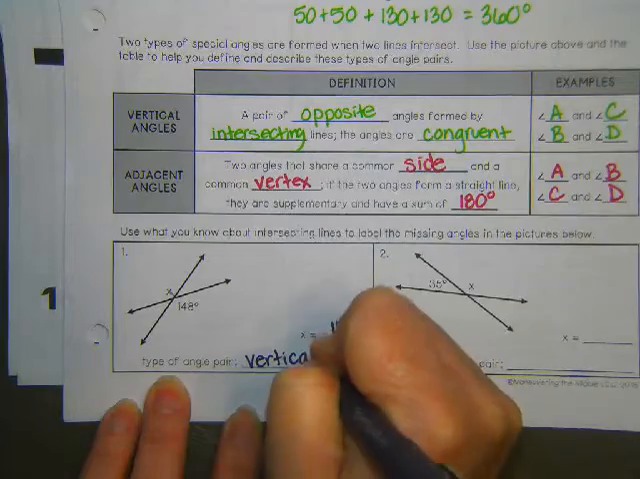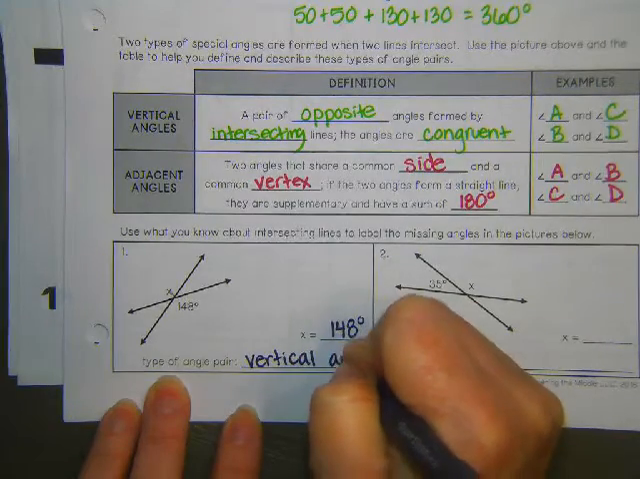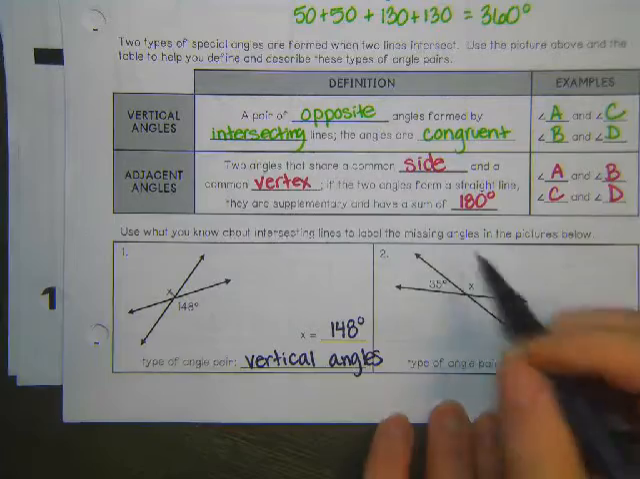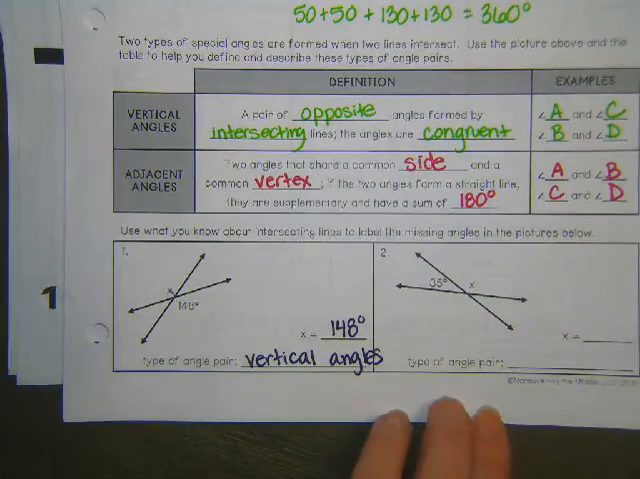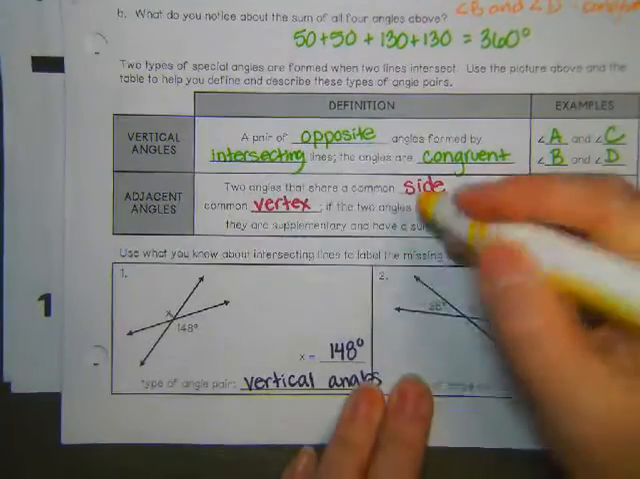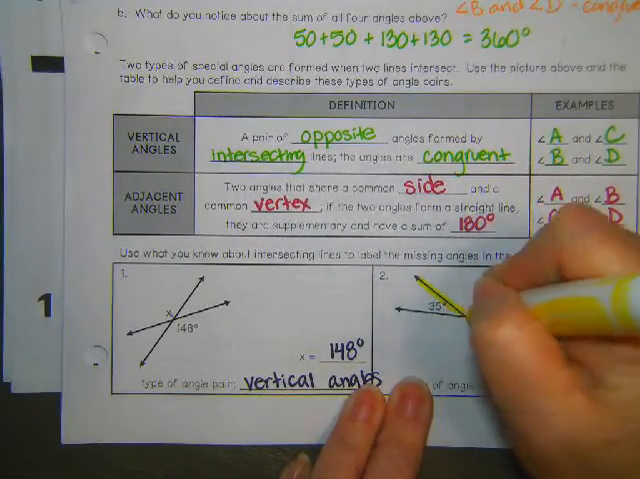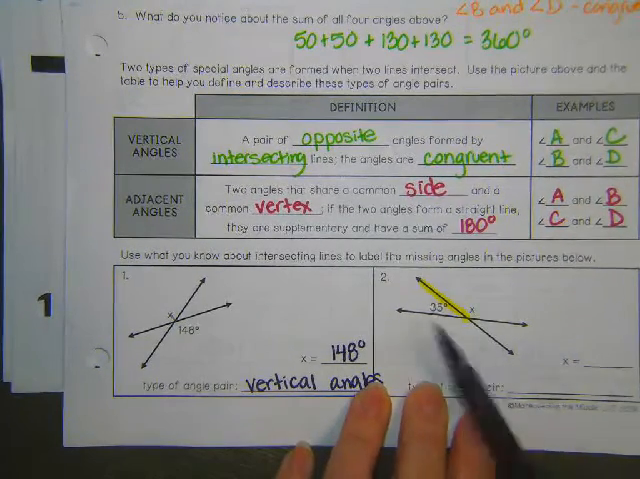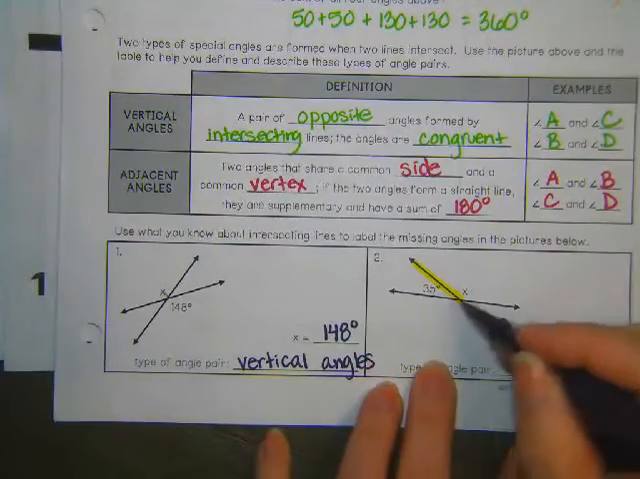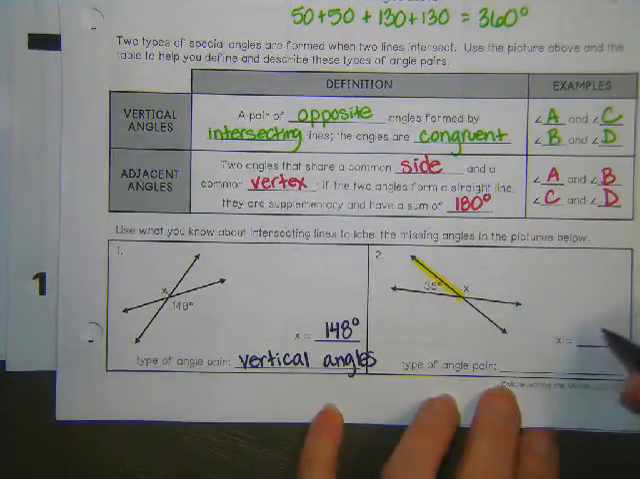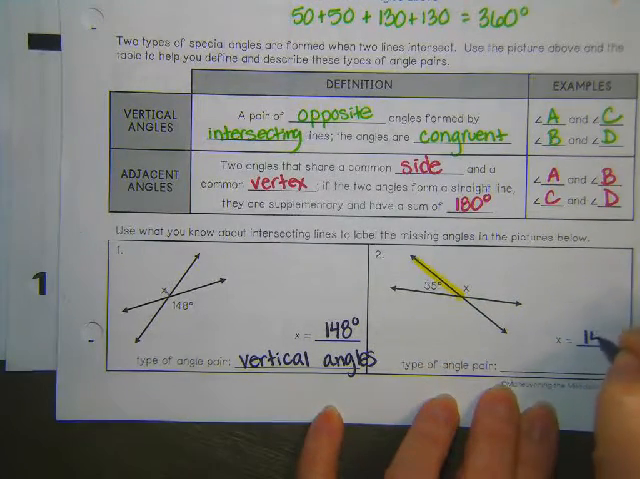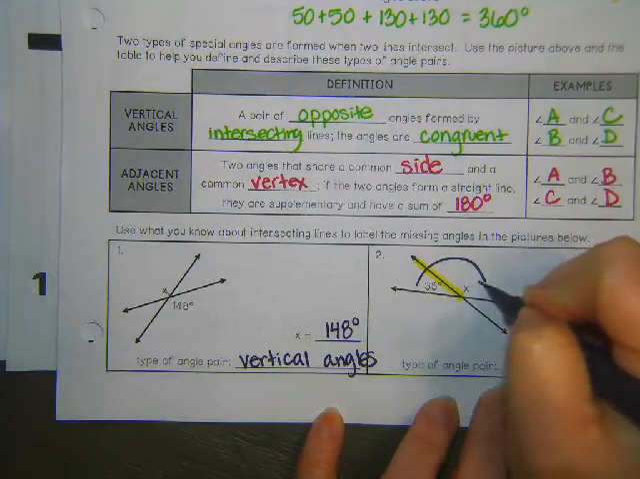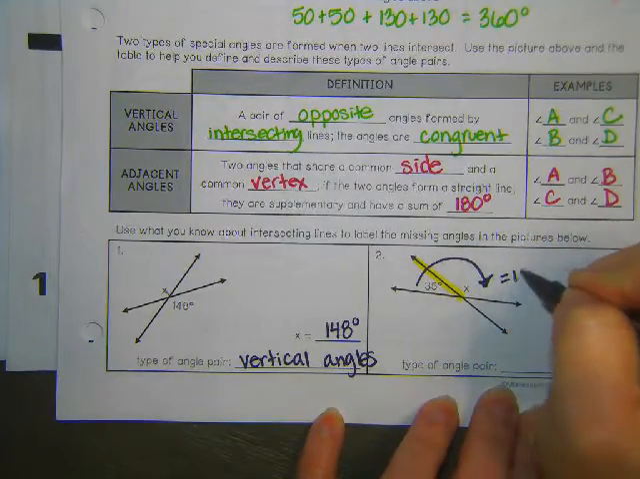Vertical angles are always opposite. In this case right here, they share a common side. This is the side that they share. Here is your vertex that they share right there because they are right next to each other. This missing side has to be 145 degrees because when you add both of these angles together right here, it has to equal 180.